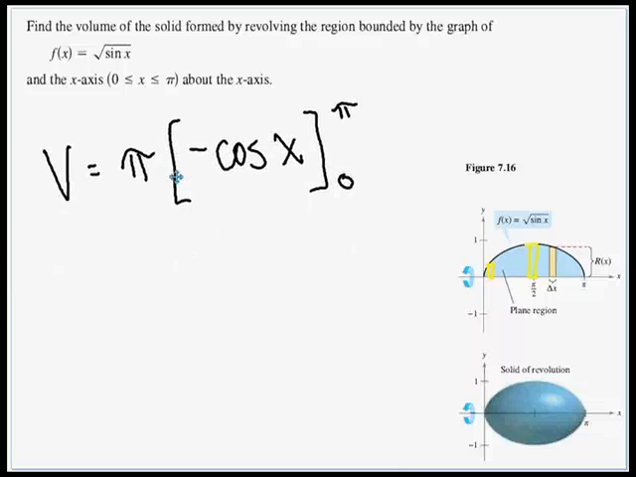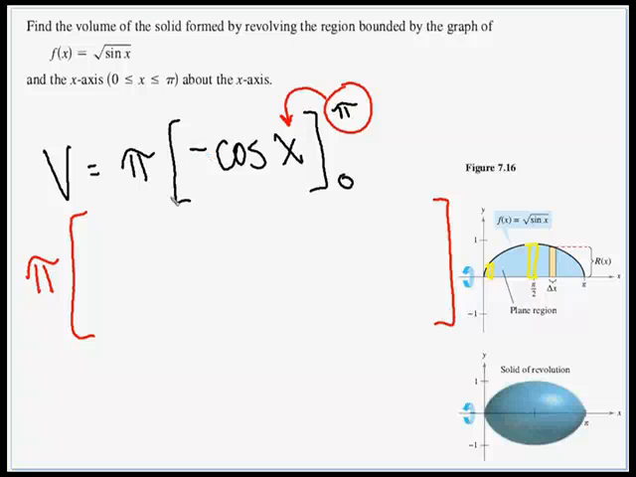So now time to evaluate that. Upper limit goes first. Pi is going to jump in the place of our variable. And don't forget this pi out here. When we multiply that through, it's going to be distributed across everything of our evaluation of the definite integral.